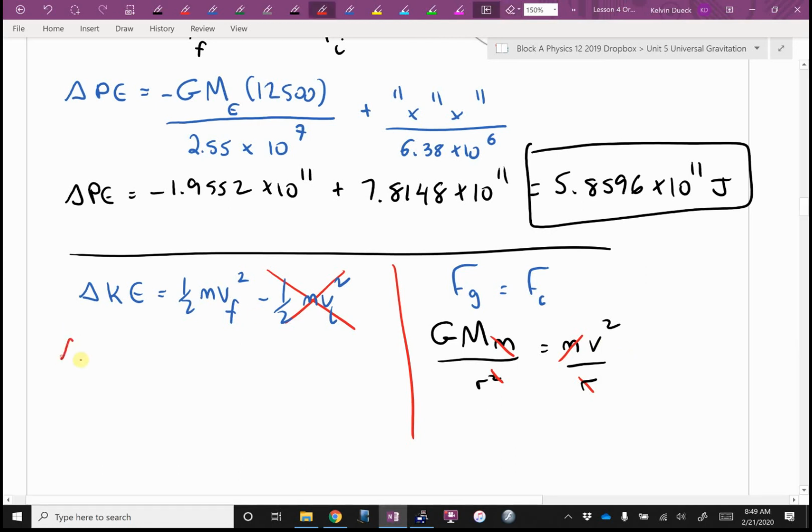So the change in, change colors, Mr. Duke. The change in kinetic energy is going to be a half little m, and then I guess V squared is big G, big M over R.